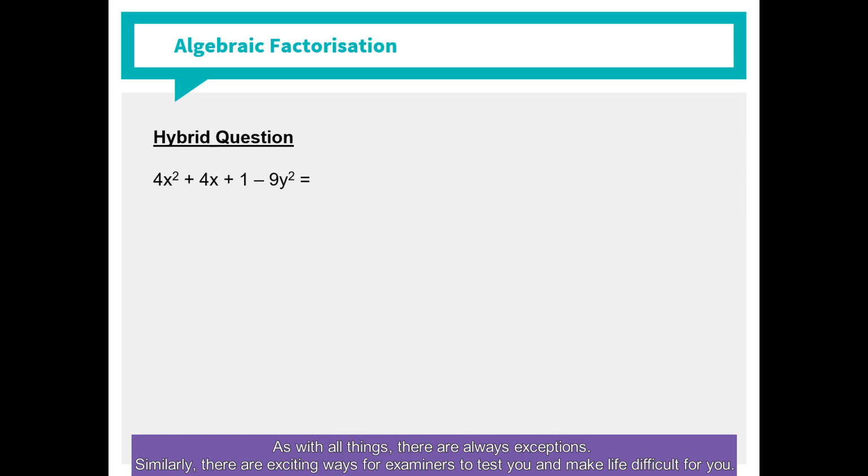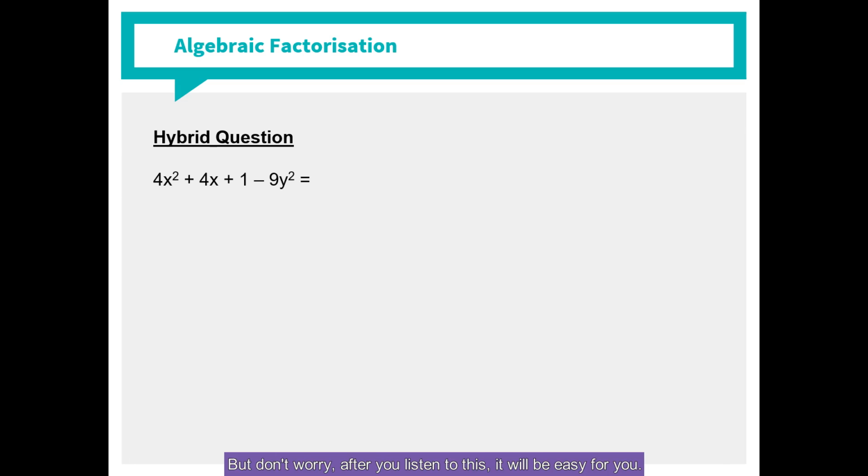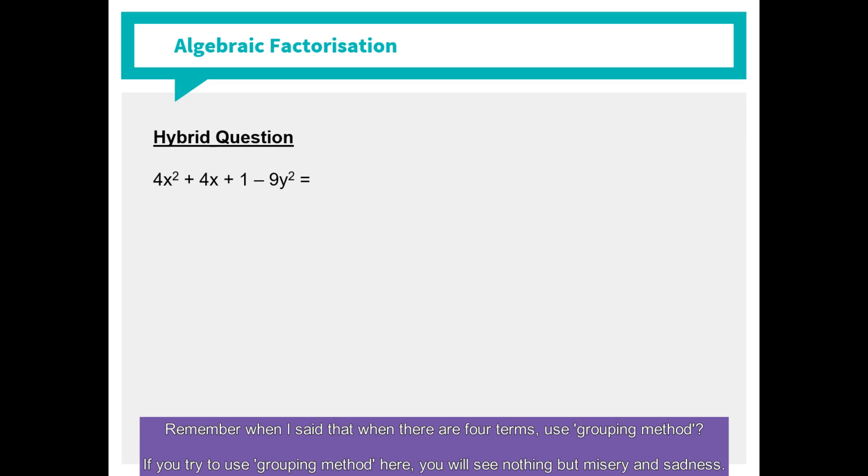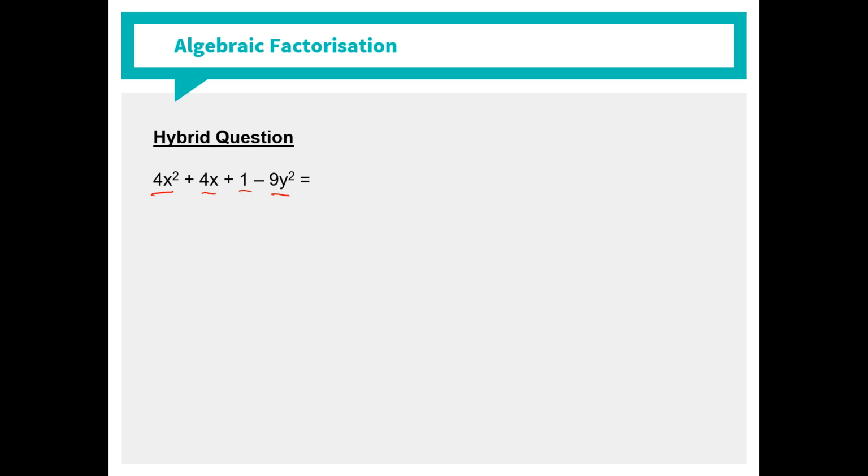Okay, so as with all things, there are always exceptions, right? Similarly, there are exciting ways for your examiners to test you and make life difficult for you. But don't worry, after you listen to this, it will be easy for you. Remember when I said that when there are 4 terms, use grouping? If you try to use grouping here, you will see nothing but misery and sadness. So this is actually a hybrid question. How do we approach this type of question?